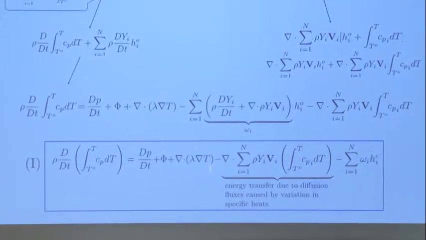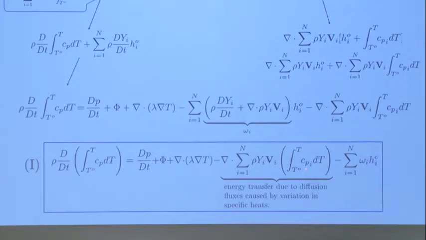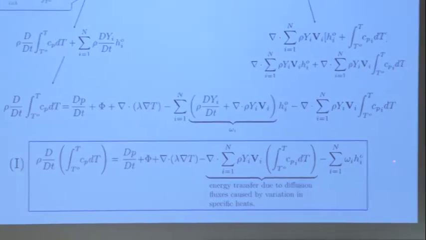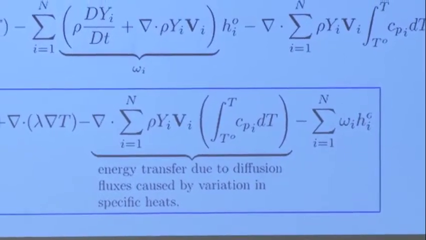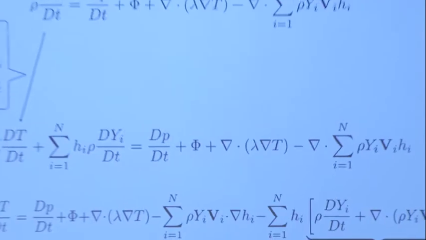Now, I said here that this is due to specific heat because it's clear that if all the CPI were the same, the bracket here is independent of I, and the sum of yi vi is 0, so that term is gone. So the contribution here is essentially due to the variation of the CPI. Now this form, called version 1, has in it the sum of the omega I multiplied by the enthalpy of formation, right?